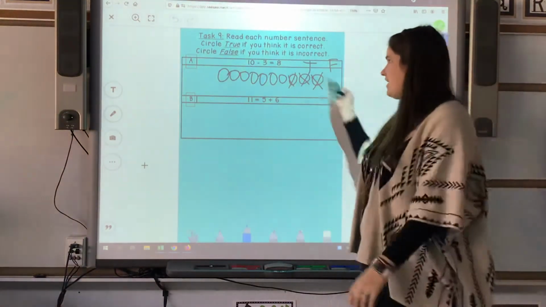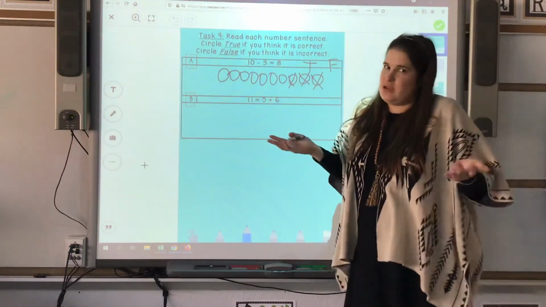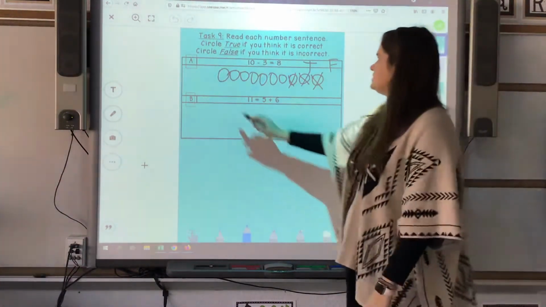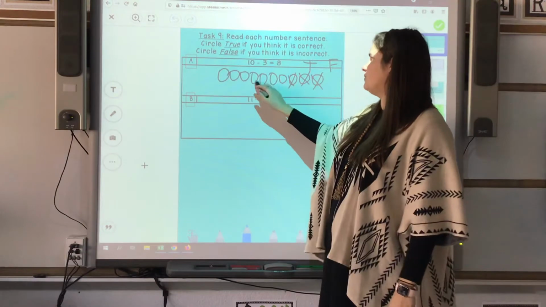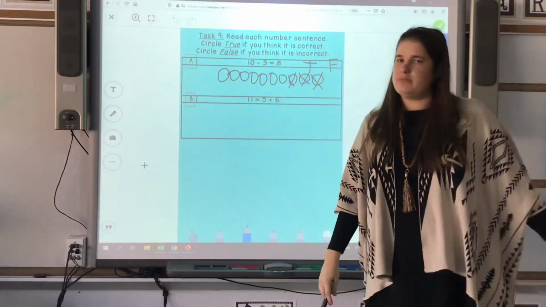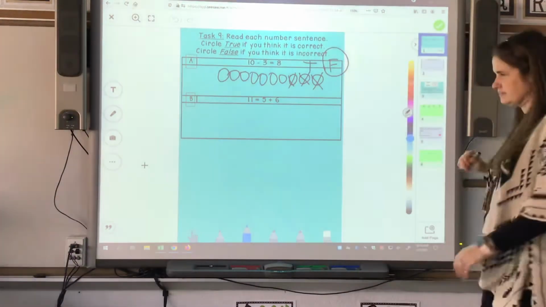If I have 8 left over, I'm going to circle true because that means that 10 minus 3 equals 8. If I don't have 8 left over, that means it's false. So let's see. 1, 2, 3, 4, 5, 6, 7. 7 equals 8? No, it doesn't. So I'm going to circle F for false.